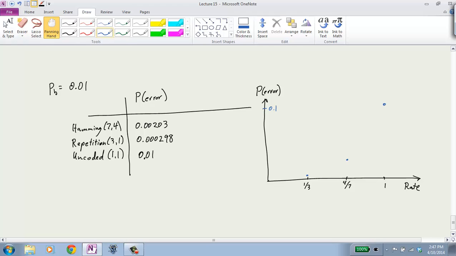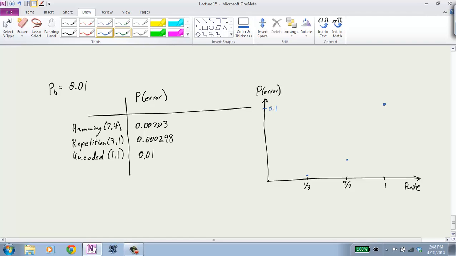Now, what's interesting is you might say, let's keep this noise model. We have a particular noise model, right? It's binary symmetric channel with crossover 0.01. And we can ask, we only looked at 3 possible encodings. There are infinitely many ways to encode.